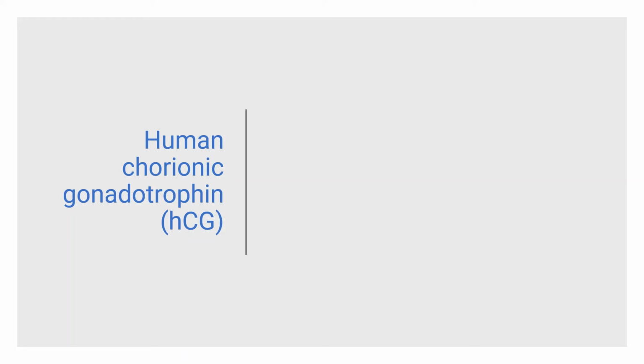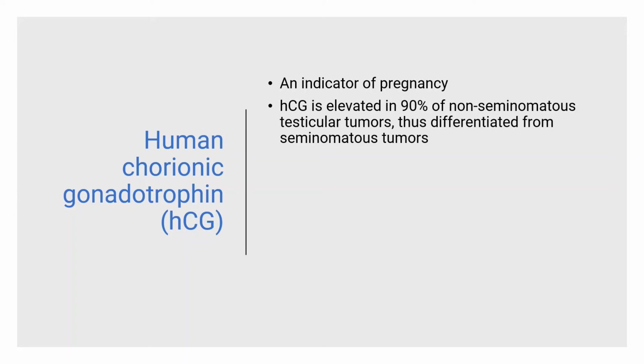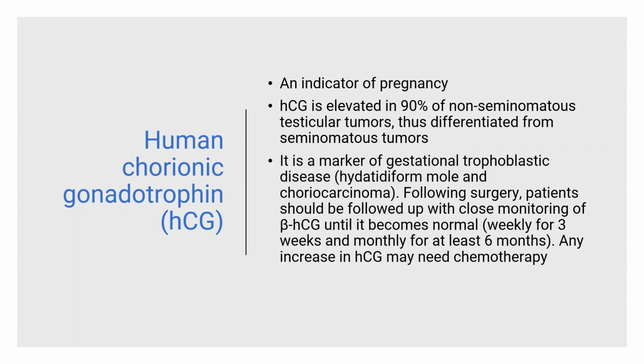Human chorionic gonadotropin, beta-HCG actually, is an indicator of pregnancy. HCG is elevated in 90% of non-seminomatous testicular tumors. So HCG is elevated in non-seminomatous testicular tumors. Alpha-fetoprotein is elevated in seminomatous testicular tumors. It's a marker of gestational trophoblastic disease, hydatidiform mole, and choriocarcinoma.